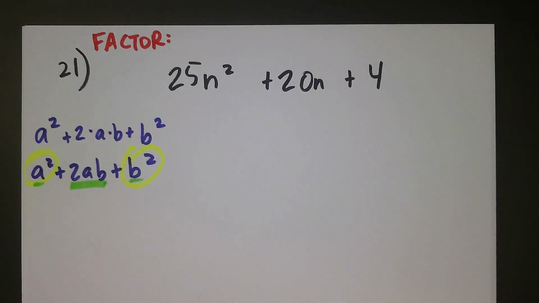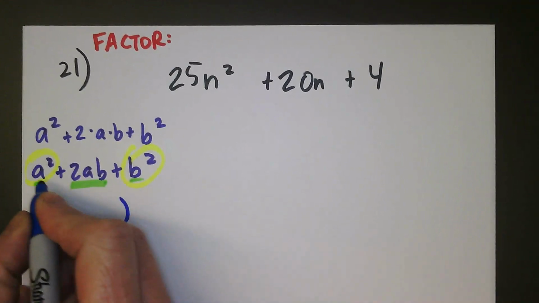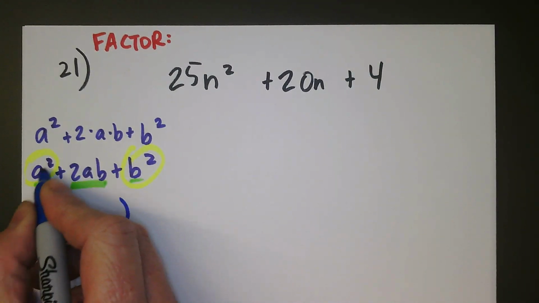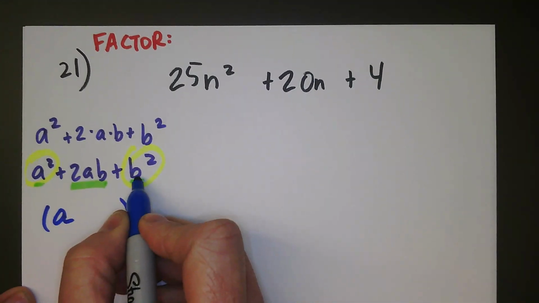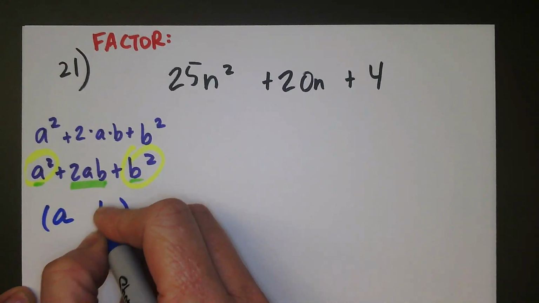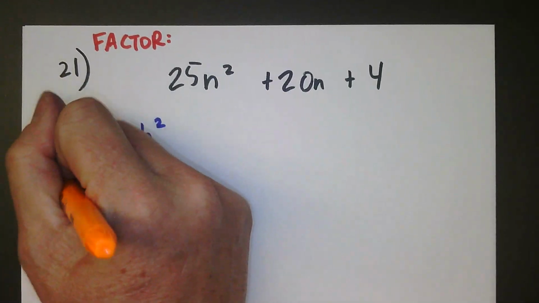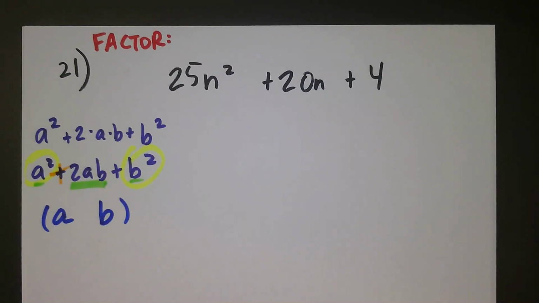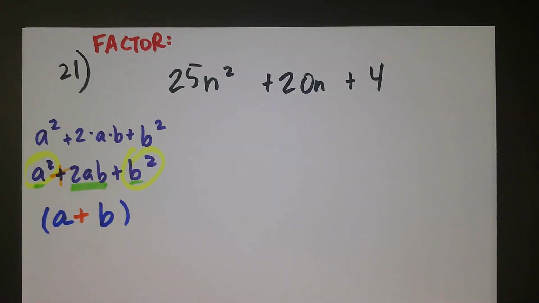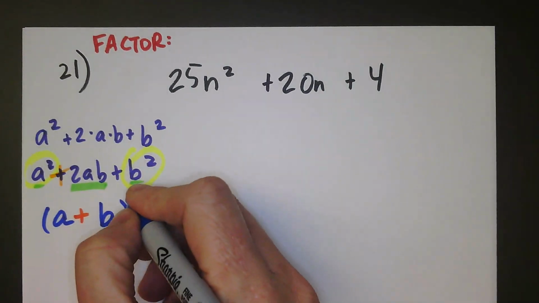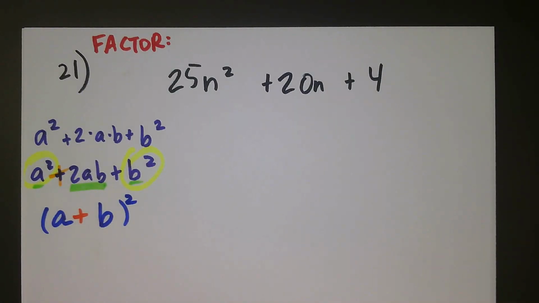If that happens, you can immediately jump to this as your answer. It's whatever's being raised to the second power here, a, whatever's being raised to the second power on the end over there, and then the symbol here, this happens to be a plus, so it's plus right between them, and then the whole thing is squared. So if we can identify that pattern, then we don't have to set up our area model. So that's what we're looking for here.